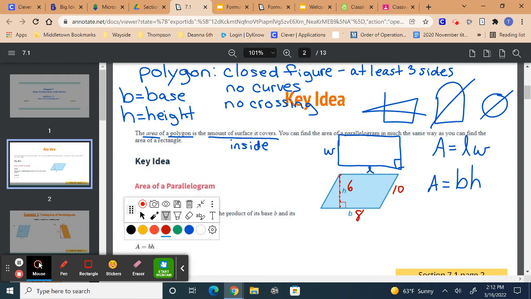Which one's your base? Lexi. 8 is your base. Does everyone agree? Which one's your height? Chase. 6 is your height. So, do we need the 10? No. Anyone know when we will need the 10?